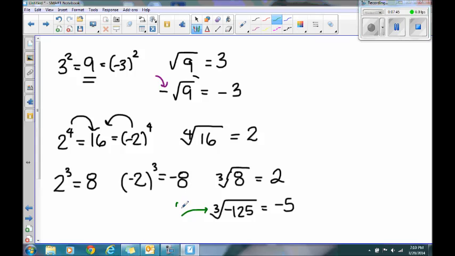If my root is odd, there's only one answer, and it's going to be a positive number if what's under here is positive, and it's going to be a negative number if whatever's under the radical is negative. If my root is even, then I'm only going to give the positive answer. There are two possibilities, but this symbol means I'm going to give what's called the principal 4th root, or the principal square root, meaning the positive one.